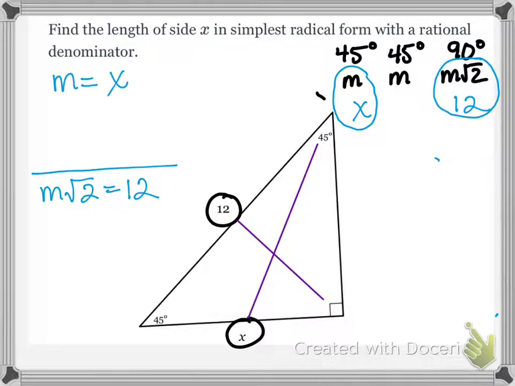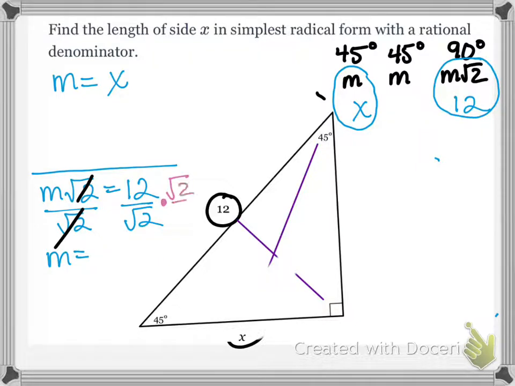All right, so we're definitely not solving the one on top. We're solving for the one on the bottom. So I'm going to divide by square root of 2 on both sides, because my goal is to get m all alone. So m equals 12 divided by square root of 2. Those are not like terms. One's a whole number, one's a radical. You can't divide them out. So I am going to rationalize. I'm going to multiply top and bottom by square root of 2.